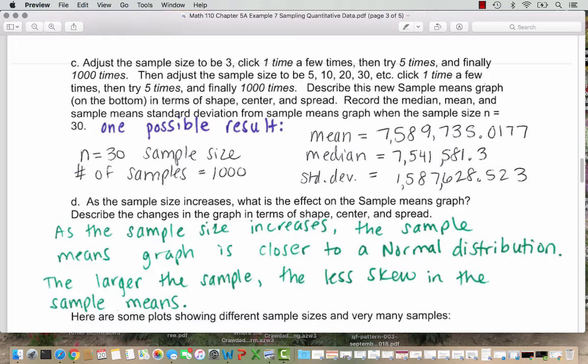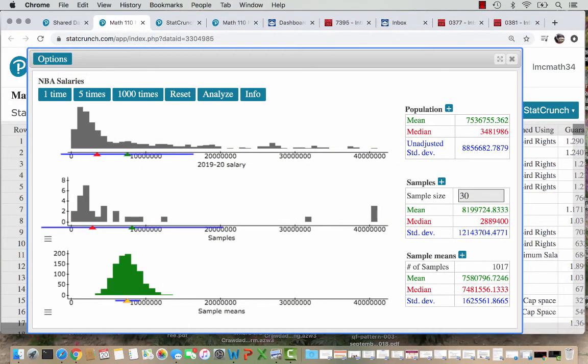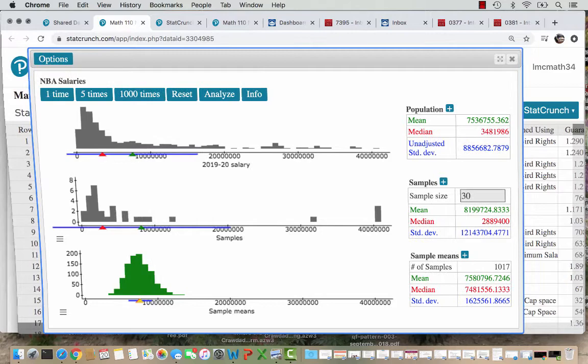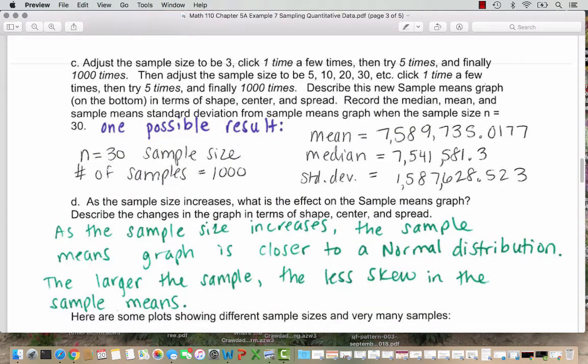Let's see, and you can see the mean and the median are pretty close to each other, and then the standard deviation is around 1,587,000 or so, and this is after 1,000 samples. And if you look back at my draw here, I did 1,017 samples, and my results are somewhat similar. My mean's still a little bit higher than the median, but they're close. And then my standard deviation here is a little bit larger, but still in the general neighborhood of what I got in the previous simulation. So if you're following along in StatCrunch yourself, you should get similar results, but you probably won't get the exact results that I got because it's a random simulation.